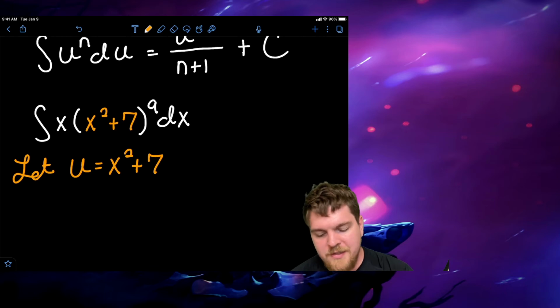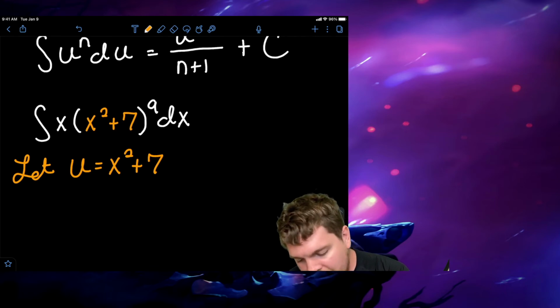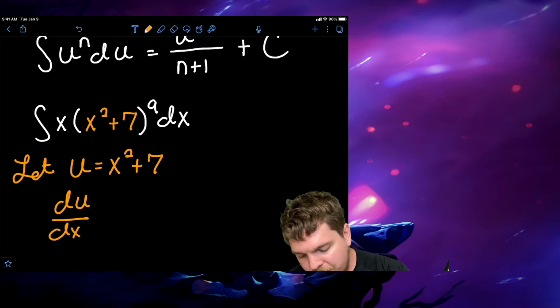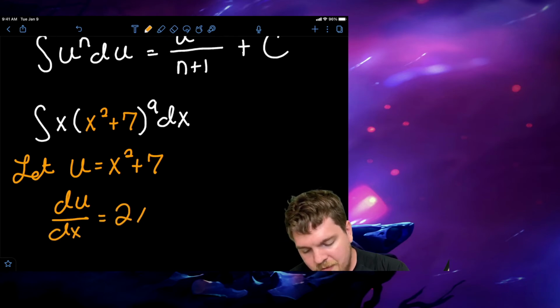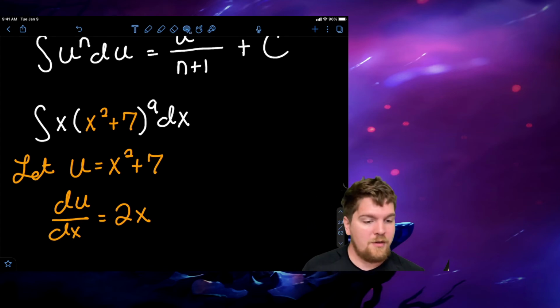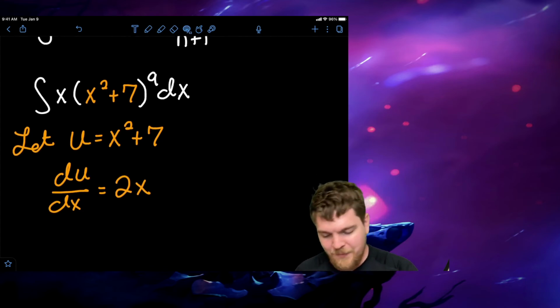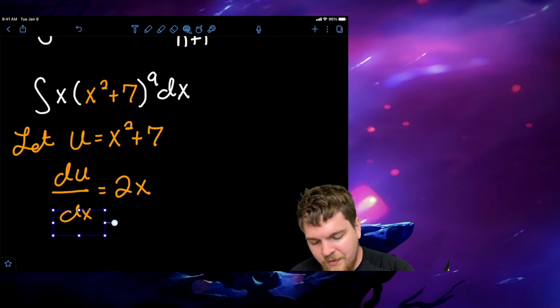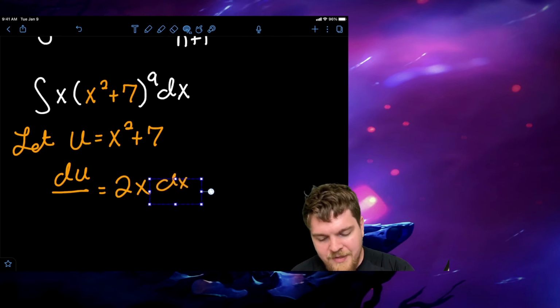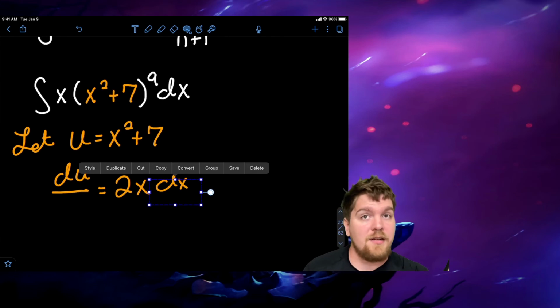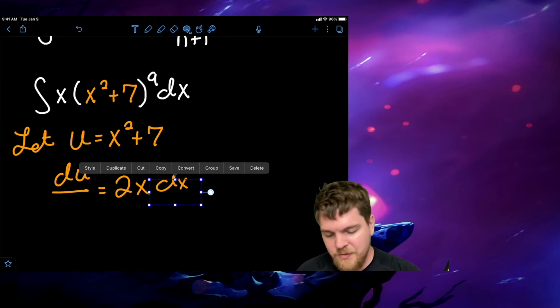So if u is this x squared plus 7, that means that the derivative of u with respect to x is going to be 2x. However, here's where I'm going to do a little bit of technology magic. I want to think about this dx here as if it were its own little expression, its own little factor that I could multiply both sides of this equation by.